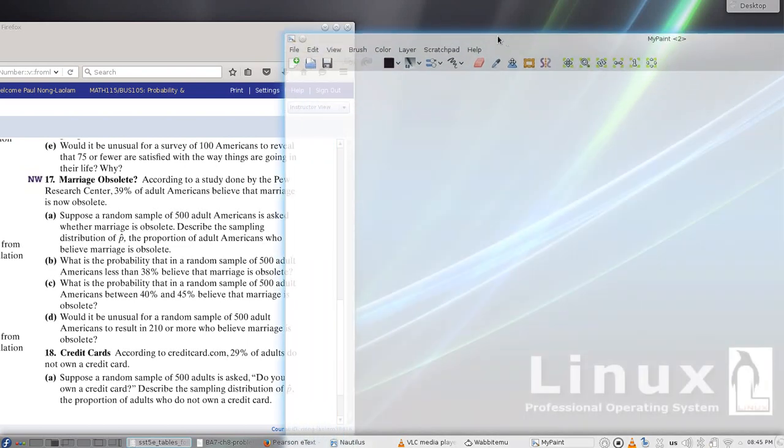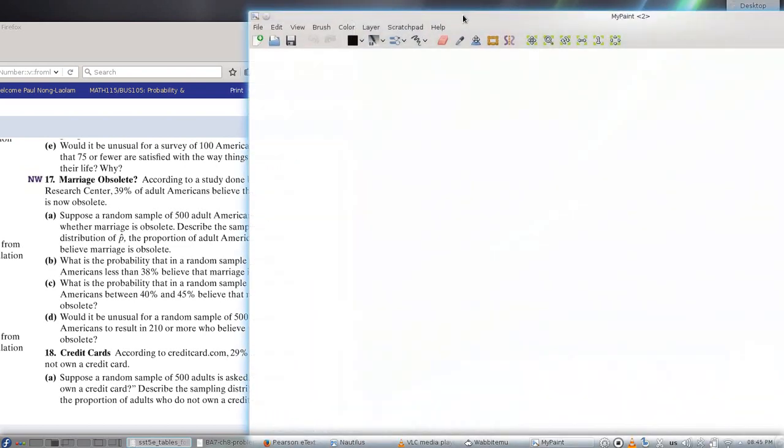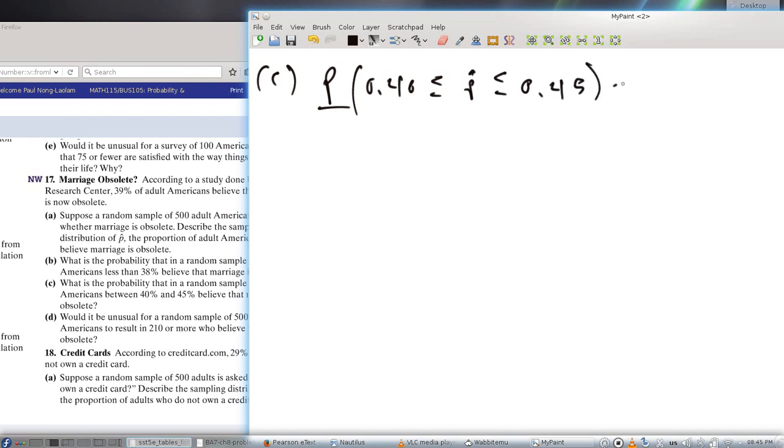So here we are interested in computing the following. Let me just write that down right away. We want to compute the probability of 0.4 and 0.45. Okay, so here we have these two values. That's p hat 1, this is p hat 2, and this corresponds to a z1, and that corresponds to a z2. So we need to calculate that.